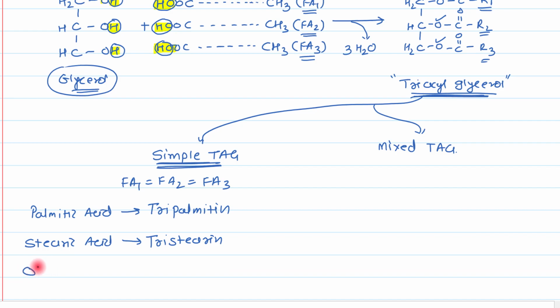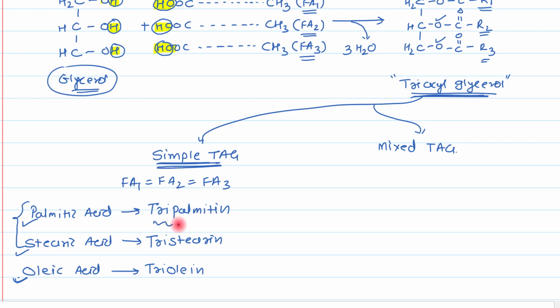Suppose all 3 fatty acids are oleic acid, 18 carbon long, with 1 unsaturation point. The resultant triacylglycerol is named triolein. Palmitic acid is 16 carbon, stearic acid is 18 carbon, both are saturated fatty acids, and oleic acid is 18 carbon but with 1 unsaturation point.